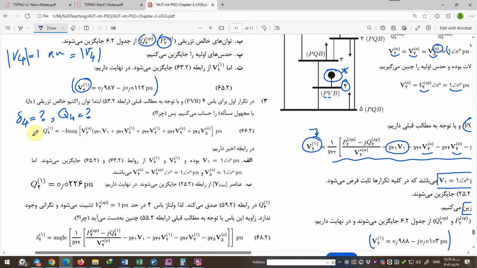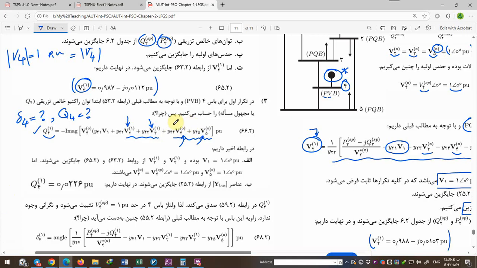we can use the new version of voltage and the old version of voltages. For finding Q4 in this stage of finding Q4, we have new version of V2, new version of V3, but the old version of V5 and V4.